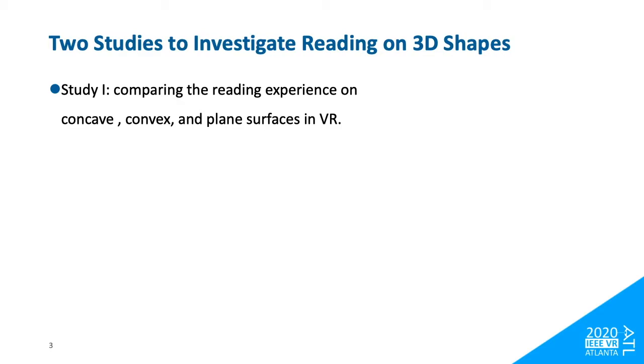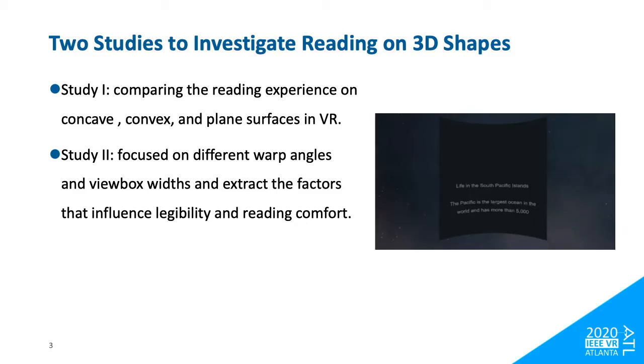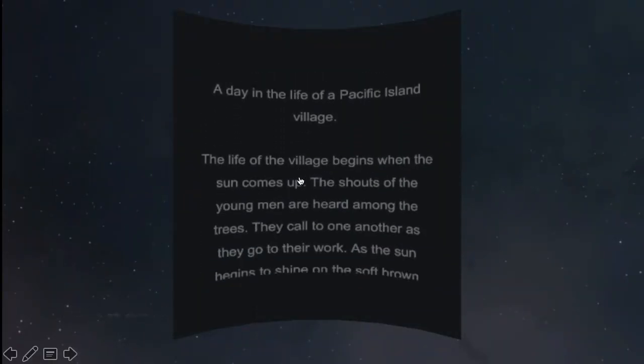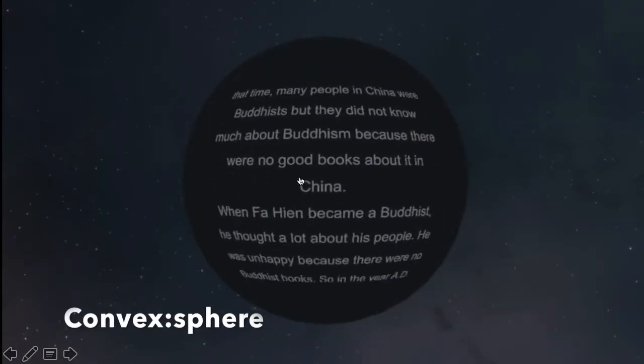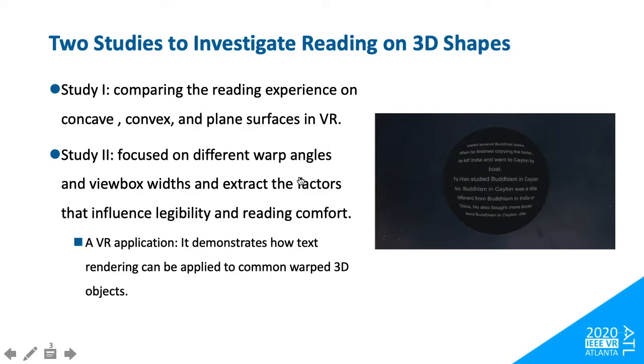The first study focused on the more general shape differences. The second study investigated specific shape parameters. Here is a video showing the text rendered on the concave and sphere in the study. You can see that the text was scrolling from bottom to top. And the second study also included an application scenario. Participants could experience text rendered on different common 3D objects, which I will introduce later.